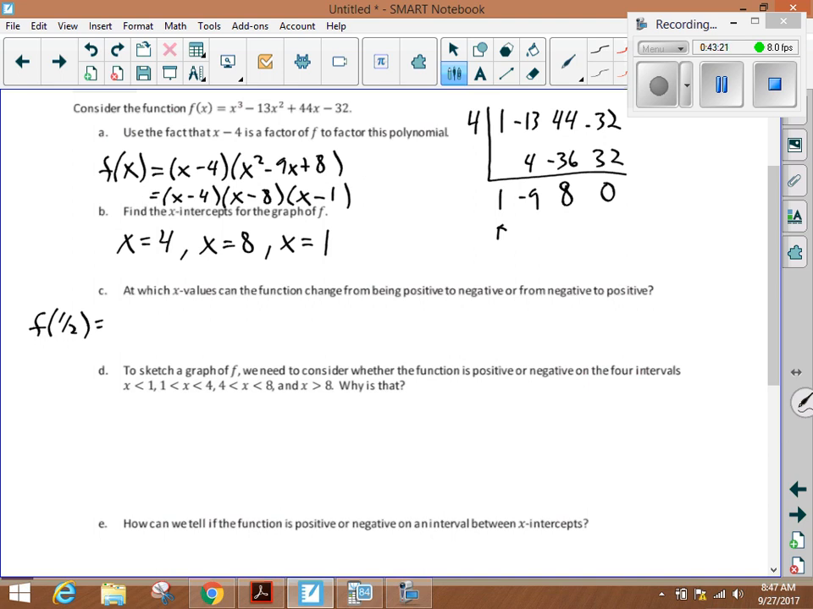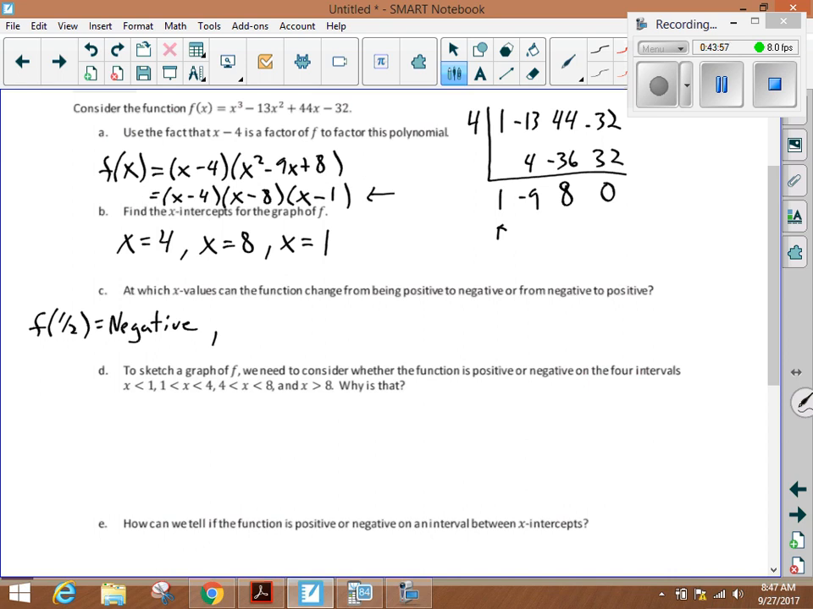Well, we could also look at this factored version, right? So if I plug 1/2 into this factored version here, I'm going to wind up with a negative. If I plug the 1/2 in here, I'll wind up with a negative. And if I plug it in here, I'll wind up with a negative. So f of 1/2 is going to turn out to be a negative times a negative times a negative, which is going to be, we know, a negative value. Alright?